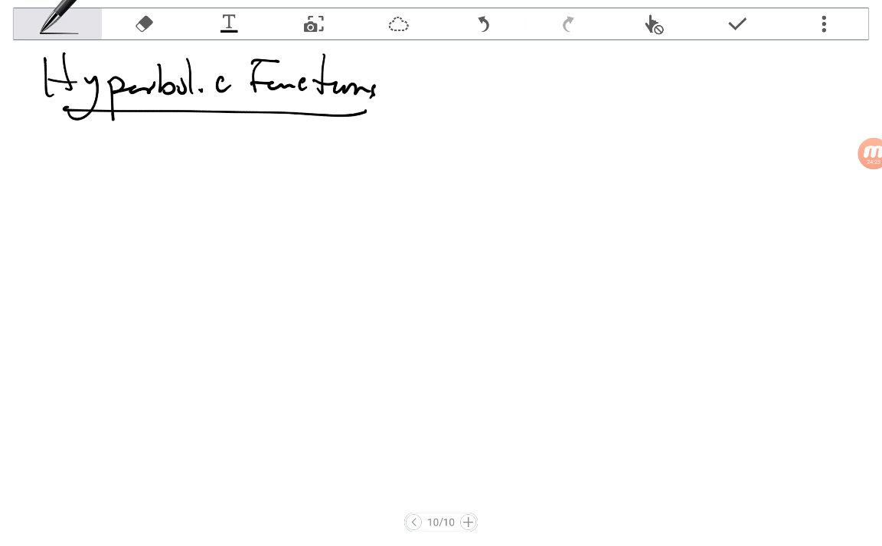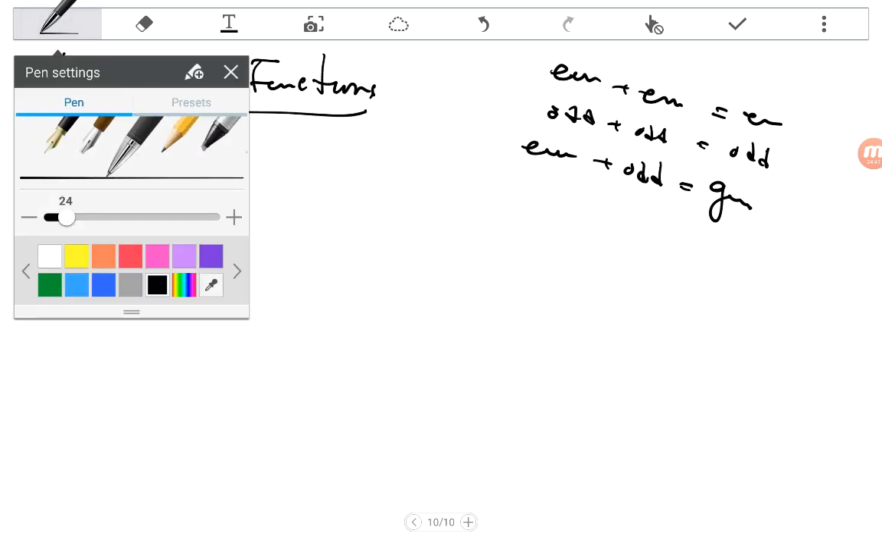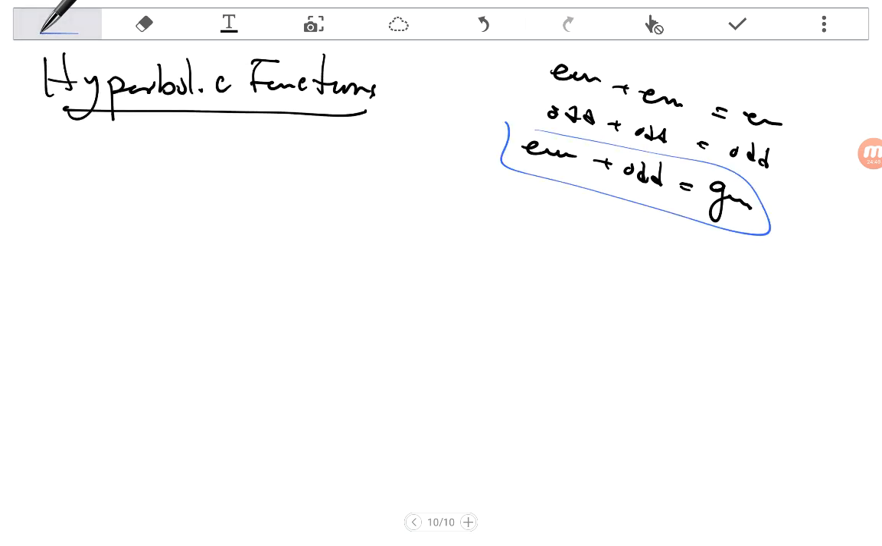Now just remember that, do you remember even function plus even function is equal to an even function? Odd function plus odd function is an odd function. What about even function plus odd function? It is a general function. Yes, correct. Now this last expression can be read in two ways.